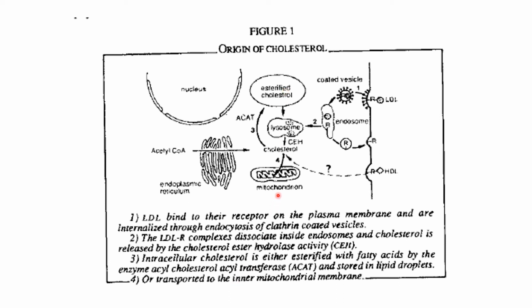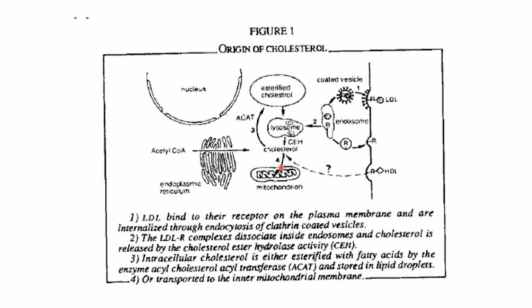Number 4, what's going on here? If it's not re-esterified and stored, it's going to be transported, because that's an or. So 3 is an either or. If this cell is actively producing steroids, then that cholesterol has to be transported to the inner mitochondrial membrane. And that's where a protein called STAR, steroidogenic acute regulatory protein, comes in. Remember, that protein was discovered by Dr. Stocco at Texas Tech.